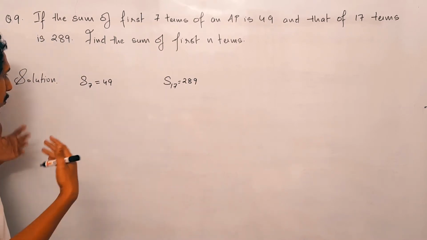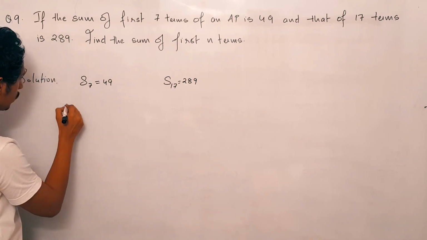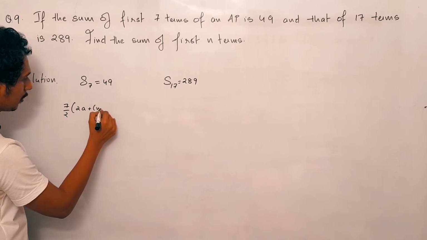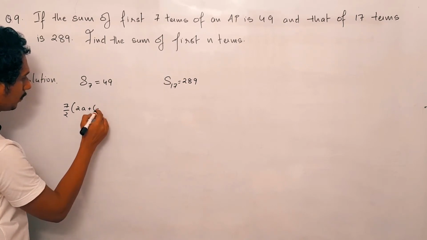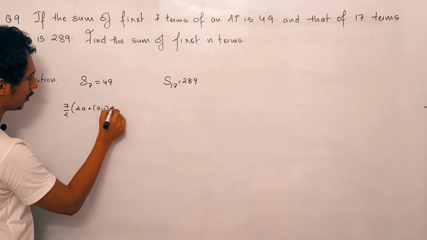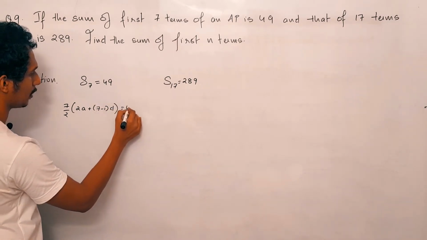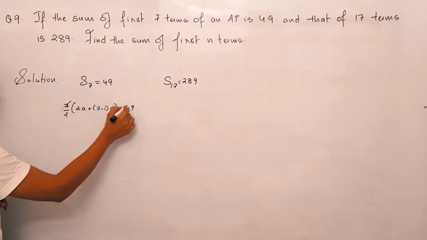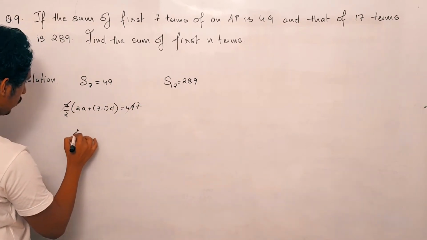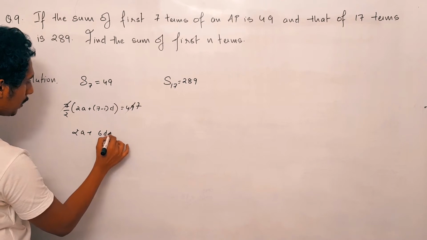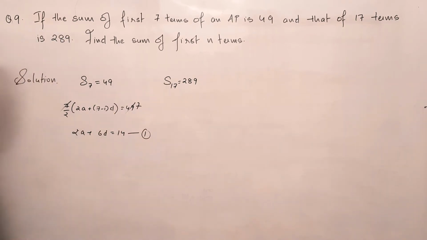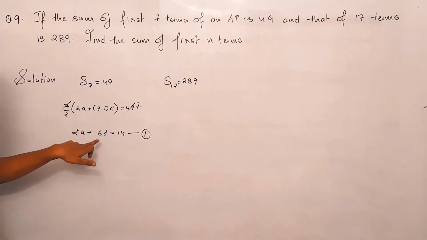Don't worry, proceed. How do you write S7? S7 is equal to 7 by 2 into 2a plus 7 minus 1 d, and that is equal to 49. Okay, so can we solve it here? Yes, 7 and 49 get cancelled. This is 7. So you get 2a plus 6 times d is equal to, this 2 goes to the other side, 14. That is equation number 1.